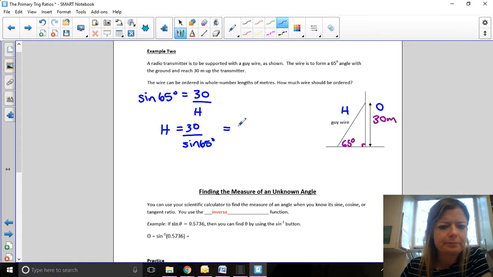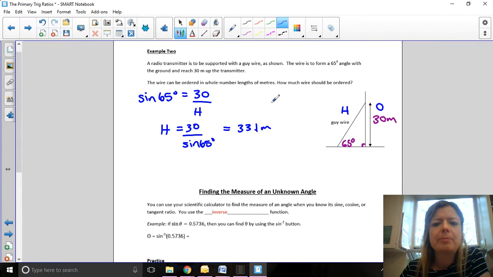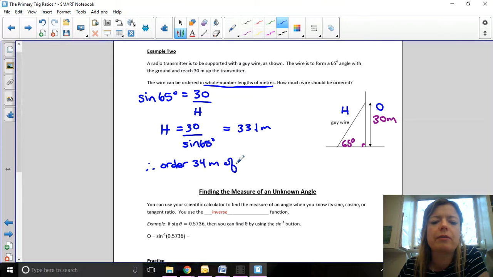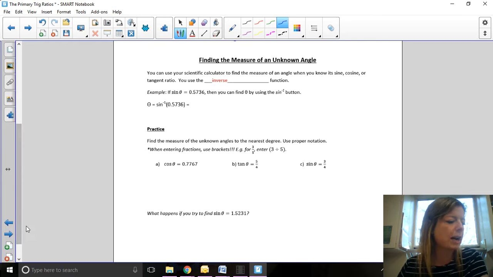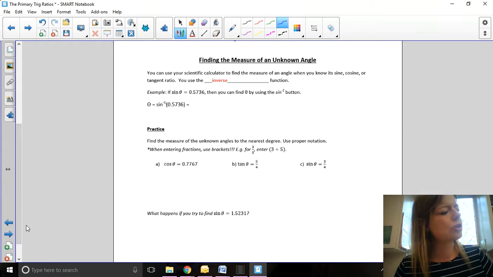33.1. So that's how long this wire has to be. Well, because I need whole number lengths of meters and I need more than 33 meters, I need to order 34 meters of wire. So therefore, order 34 meters of wire.